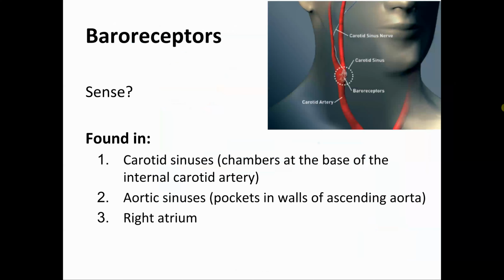So we have a few receptors. One is the baroreceptors, and what are they going to sense? Pressure. Yep. So where these live are in the carotid sinus, in the carotid artery, just kind of a wide spot called the carotid sinus. They're also found in the aortic sinus, so there's a pocket in the ascending aorta and in the right atrium. So they're localized areas where they're testing for blood pressure.